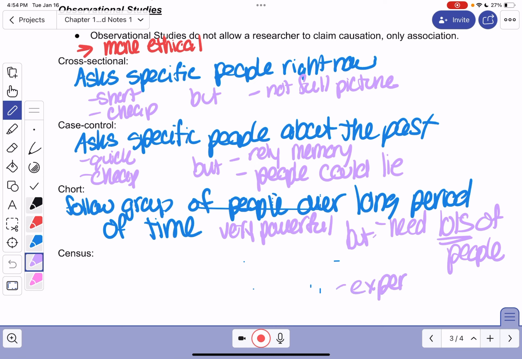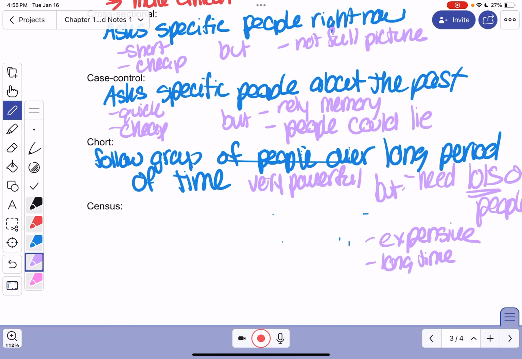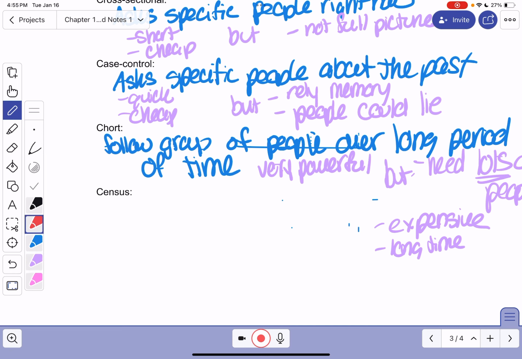It also costs a lot of money to follow people around for 20 years. You're asking these people stuff constantly. It costs money. You've got to have your employees. You got to keep people, lots of stuff. And it takes a long time. It can't be short if you're following people for a long time. So while it's very powerful, it's a lot more work. Everything's give and take.